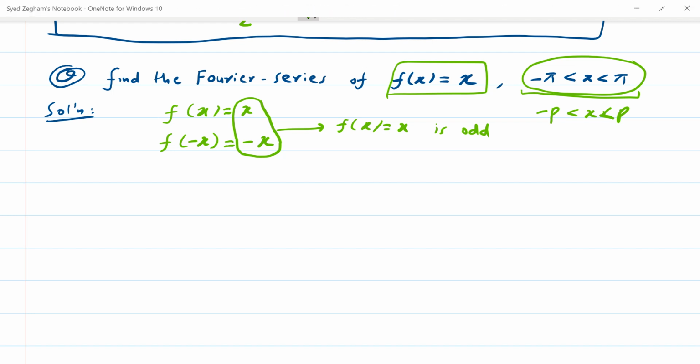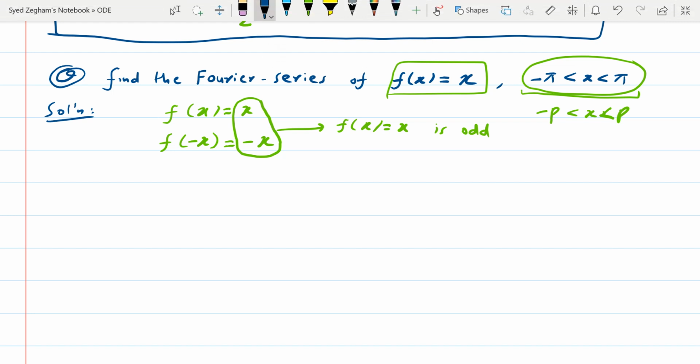The moment I observe that this function is an odd function, I will immediately write one line. Therefore, a naught will be 0 and a n will also be equal to 0. So both these coefficients, a naught and a n, will be equal to 0. Okay, so what do I need to find? Only we need to calculate the value of bn, right? Let us write the formula first and then we will move ahead.